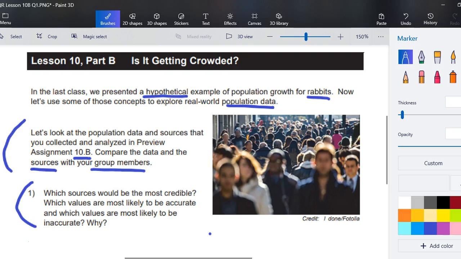So the questions were which sources would be the most credible, which values are more likely to be accurate, and which values are most likely to be inaccurate and why. Some possible thoughts are that data are less reliable if a lot of estimation is required or if you're extrapolating across a long period of time. A source like the United States Census Bureau is likely to be more reliable than websites by unknown people or unknown groups.